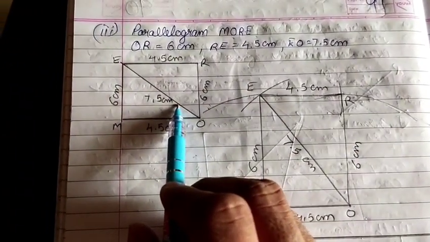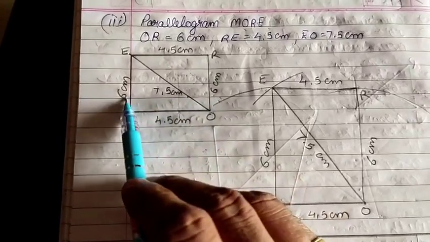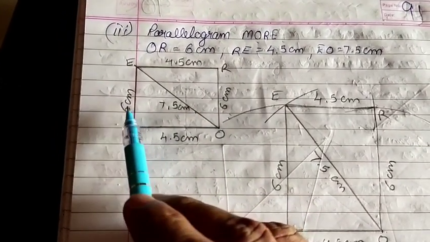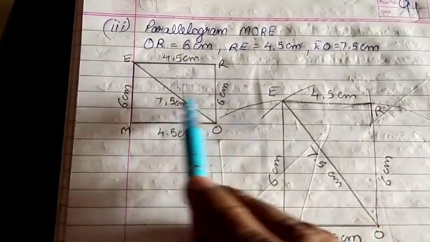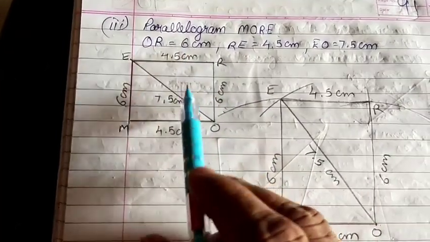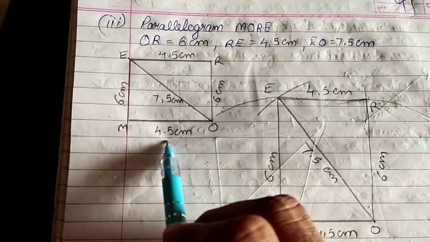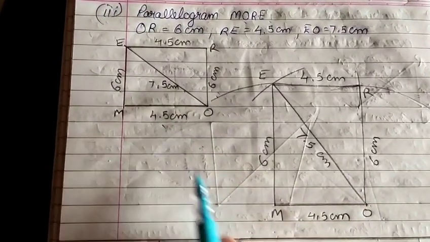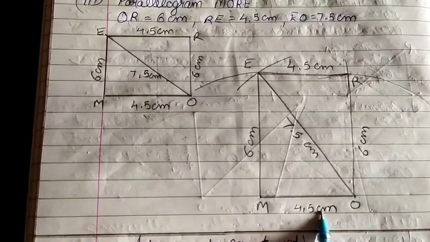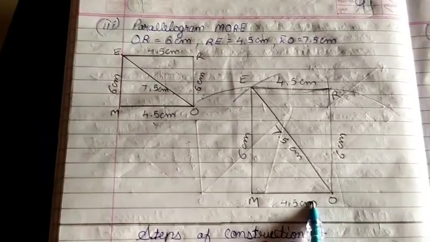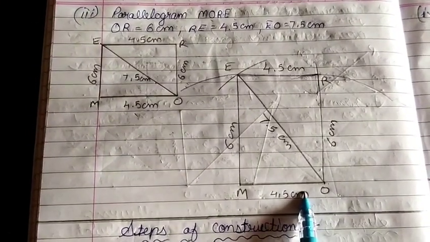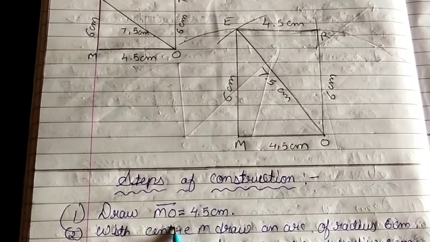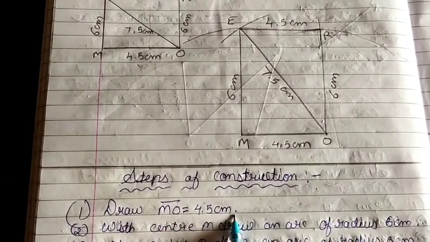Now we know that in a parallelogram opposite sides are equal. Here, no doubt it is not given, but you have to conclude that it is 6 centimeter because opposite sides are equal in a parallelogram. No doubt MO length is not given, so you have to consider it is also 4.5 centimeter. Now let us start. Draw this base first in this way. Then write down, draw line segment MO of 4.5 centimeter.